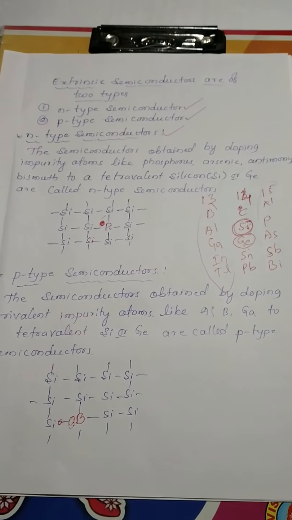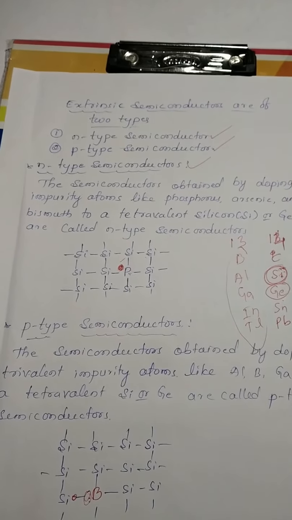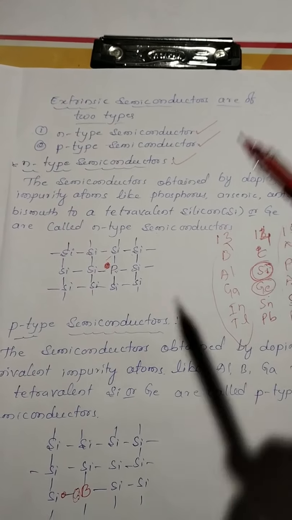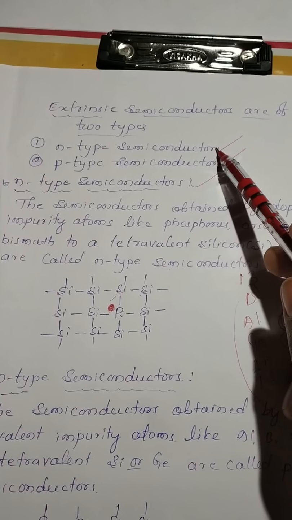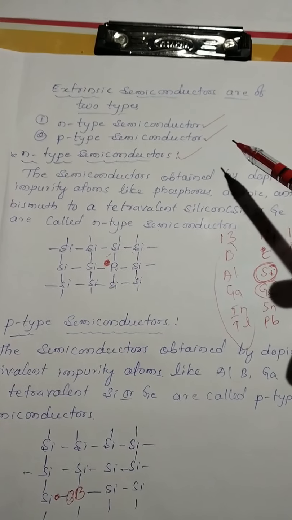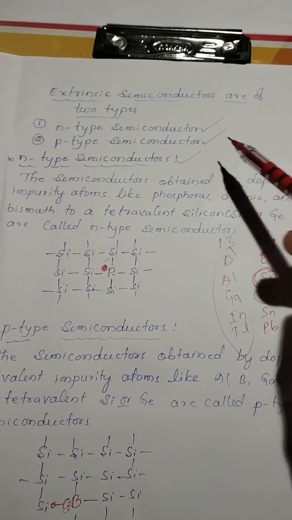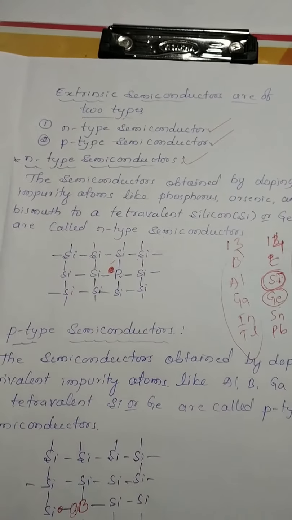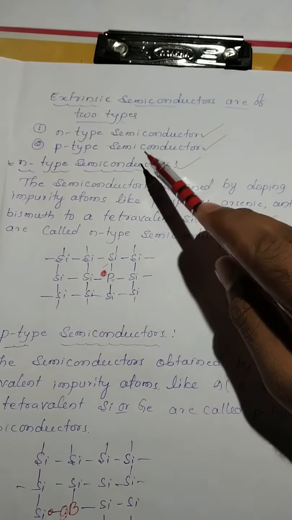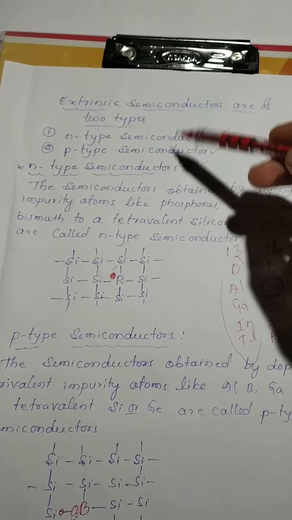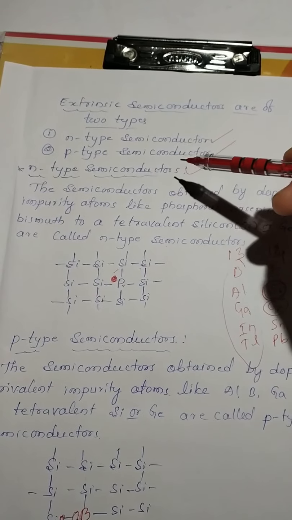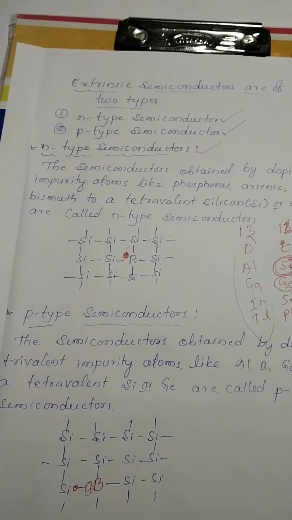If you add electron rich impurity to the intrinsic semiconductor, then we get n-type semiconductor. If we add electron deficient impurity to the intrinsic semiconductor, then we will get p-type semiconductors. Extrinsic semiconductors are of two types, n-type semiconductor and p-type semiconductor. These two semiconductors are obtained by the process of doping to the intrinsic semiconductor.